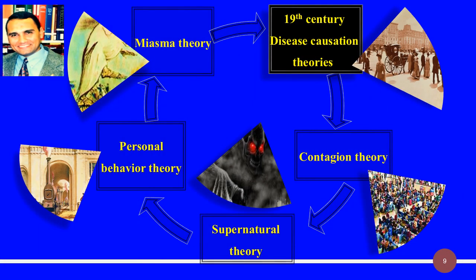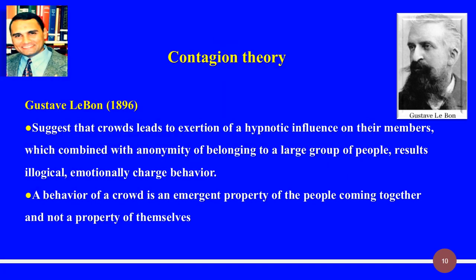Disease causation has passed through a long way of theories. In the 19th century, disease causation theories were the contagion theory, supernatural theory, personal behavior theory, and miasma theory. These will be discussed in detail after a while. We can summarize the contagion theory in the following terms.